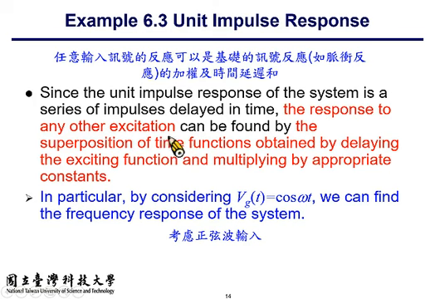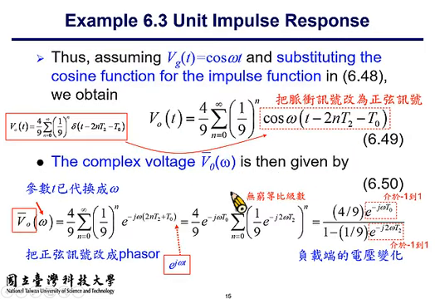Because the unit impulse response of the system is a series of impulses delayed by time, the response of any other excitation can be found as the superposition of the time functions obtained by delaying the exciting function and multiplying by appropriate constants. As a result, we can directly replace the source as a continuous source, such as cosine omega t, that's a sinusoidal source. We can simply replace delta t with cosine omega t. That becomes the time domain response of a sinusoidal input signal.